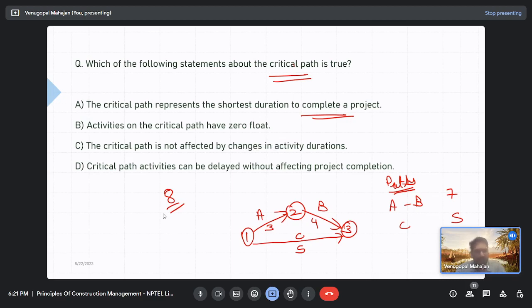I mean, definitely you can complete the project. Even one day extra for you, right? So, can you complete the project in 7 days? Yes. Can you complete the project in 6 days? No. So, doesn't it make that 7 days, you can complete it in 9 days also, right? So, 7 days is the shortest duration to complete the project. Can you agree on this?